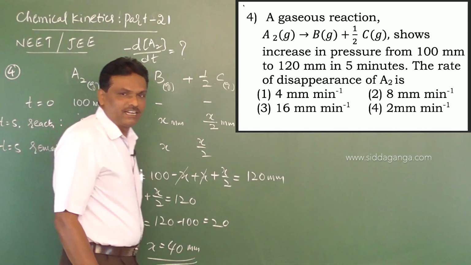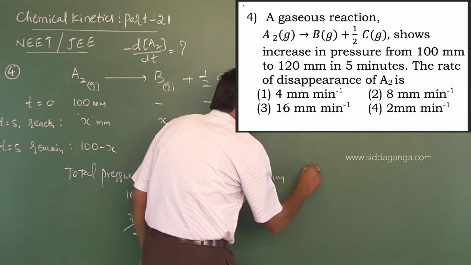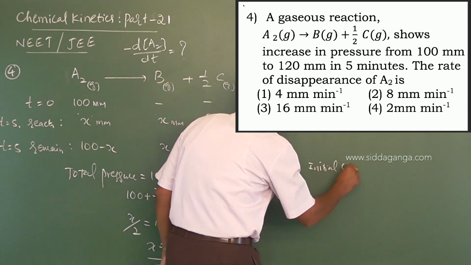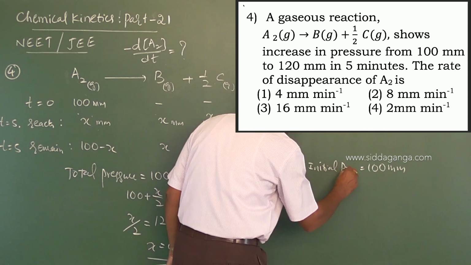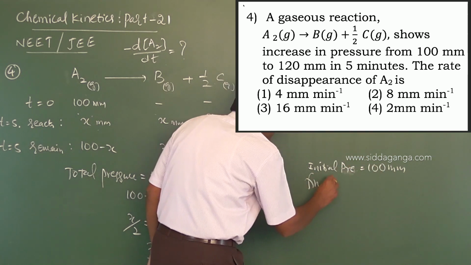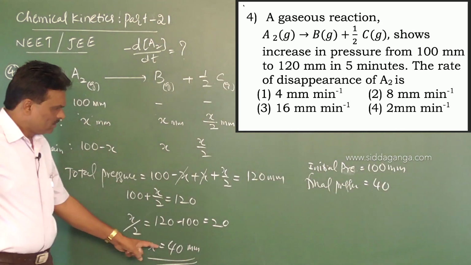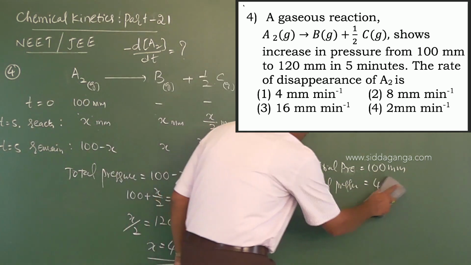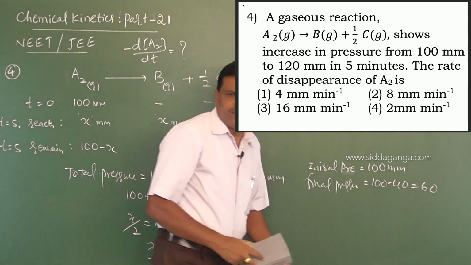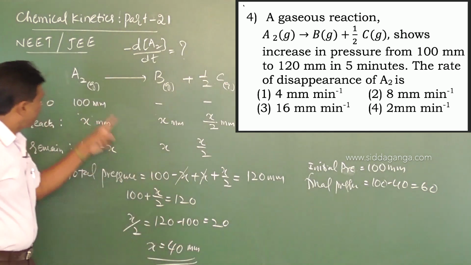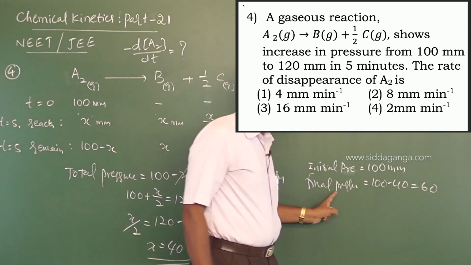So what is the final concentration, I am taking it as C2, or the final concentration. The initial concentration is 100 millimeter. This is the initial pressure. The final pressure is 100 minus 40, which is equal to 60. Got it here? The decrease in pressure is 40, the initial pressure is 100, 100 minus 40 means 60, that is the final pressure.